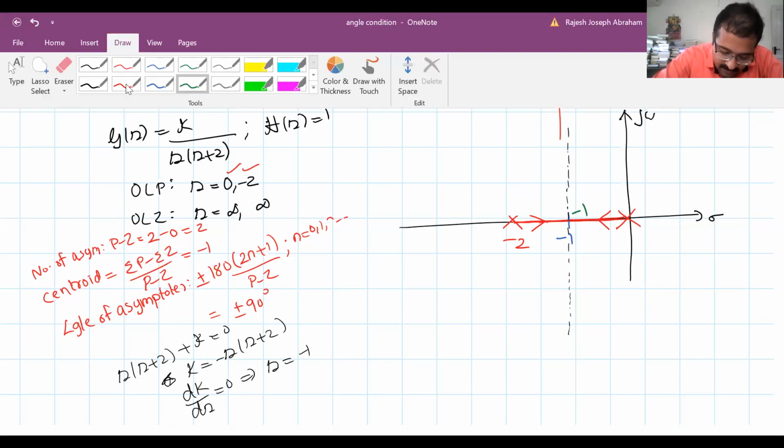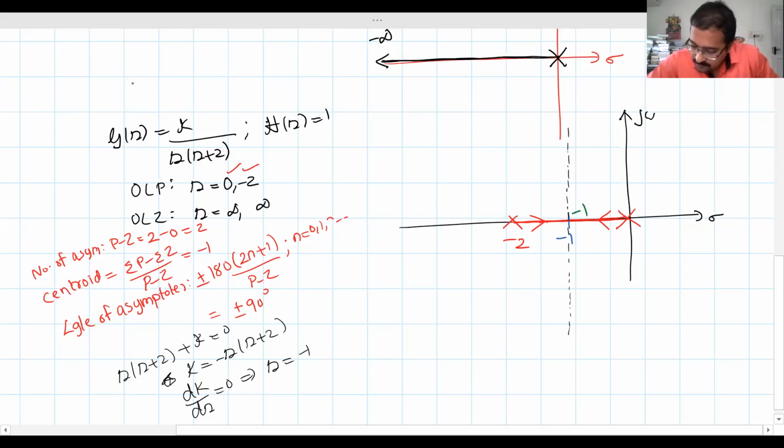Right, now what next? It is a freehand sketch, because there will be no imaginary axis crossing. One goes toward -90 and one goes toward +90, like this. Freehand sketch. Okay, so this will complete the root locus for the given system.